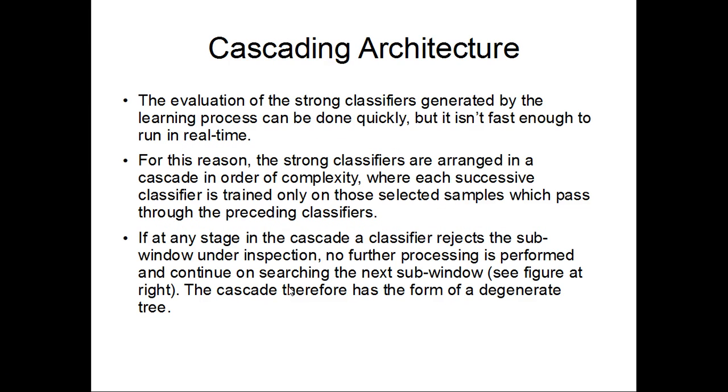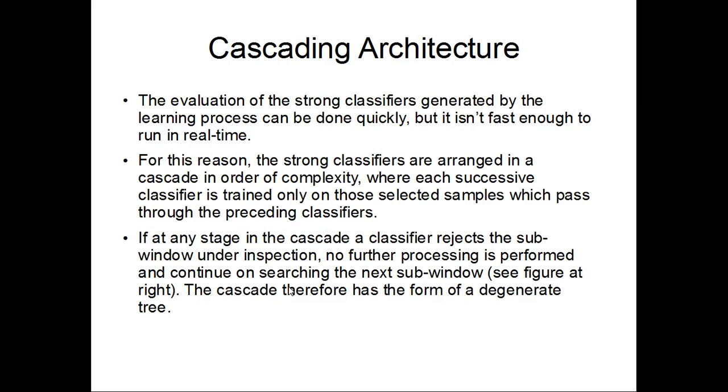And the last and most important step of the Viola-Jones algorithm is the cascading architecture. Here, the strong classifiers derived from the previous process can be processed very quickly. But this is not fast enough for real-time simulations. So for this reason, we have strong classifiers arranged in cascading order of complexity, where each successive classifier is trained only on those selected samples which pass through the preceding classifiers.